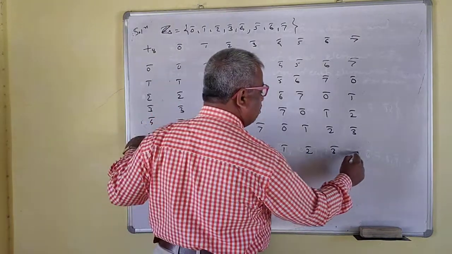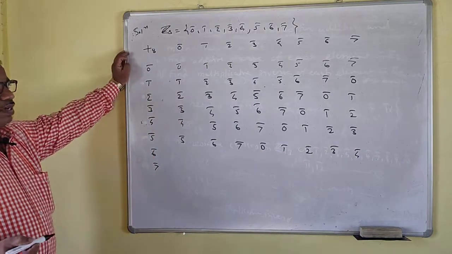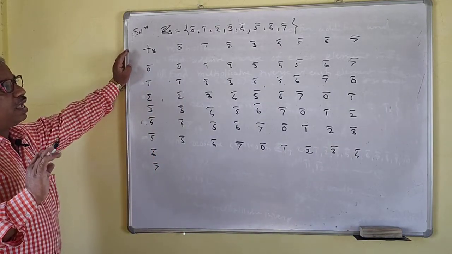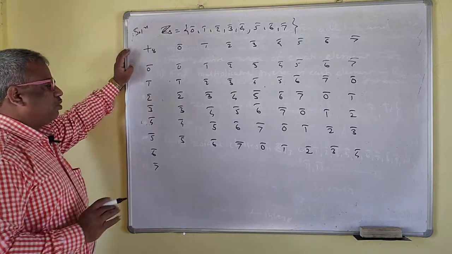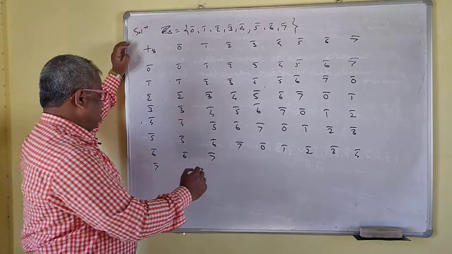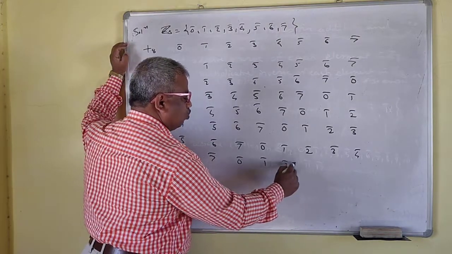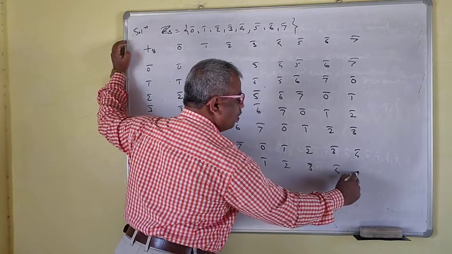Then 12 bar means what? 4 bar. 12 bar means 4 bar. Don't write 12 bar. Okay. Don't write 8 bar and above 8 bar here. Okay. So then 6 bar, 7 bar, 8 bar. This is 0 bar. This is what? 1 bar, 2 bar, 3 bar, 4 bar, 5 bar.